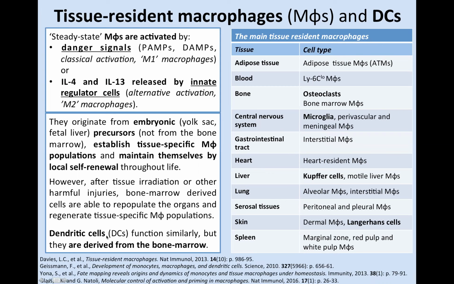Dendritic cells, on the other hand, will just help the macrophages, and they are derived from the bone marrow origin.